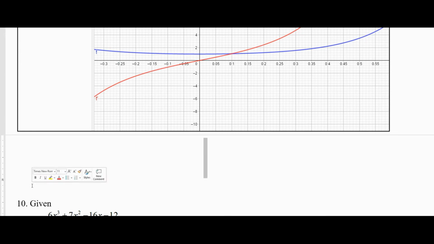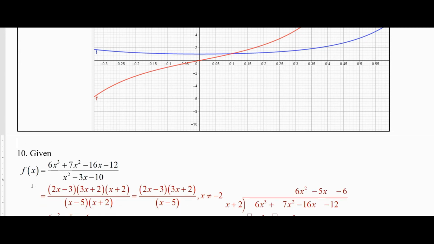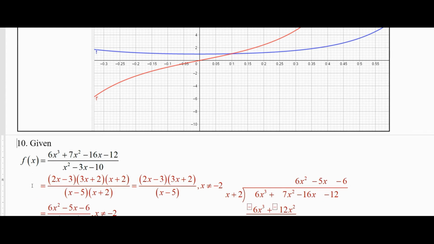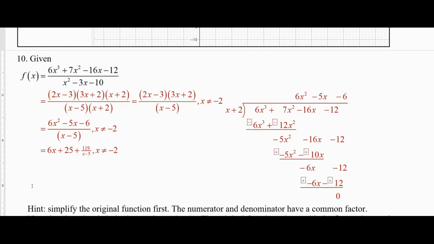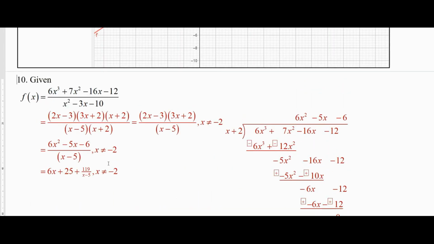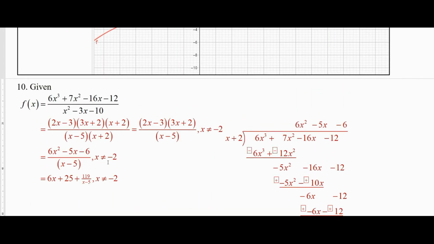Okay, a couple more to go here. How about a rational function, to use the quotient rule here a little bit. And we're going to analyze this function a little bit. So this one here, I'm going to factor this out. The bottom is x minus 5 times x plus 2. You can check that with FOIL, and it works out.